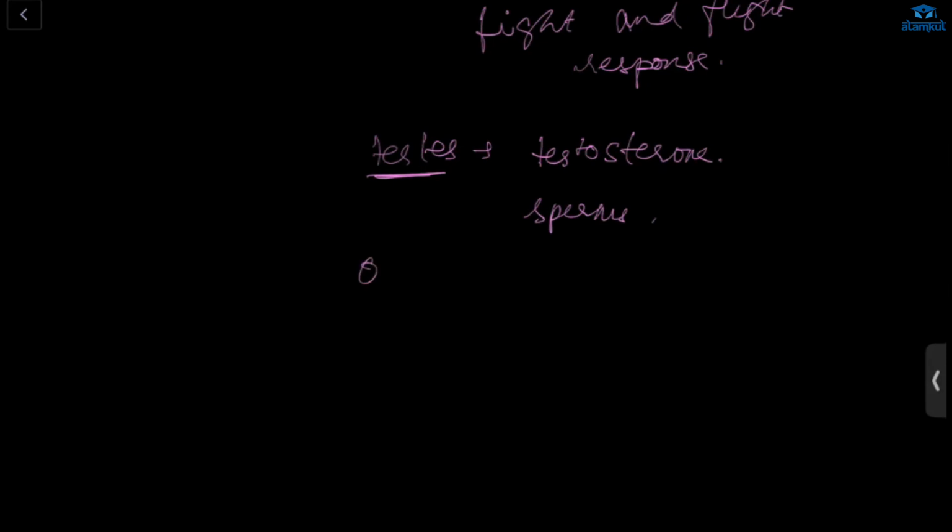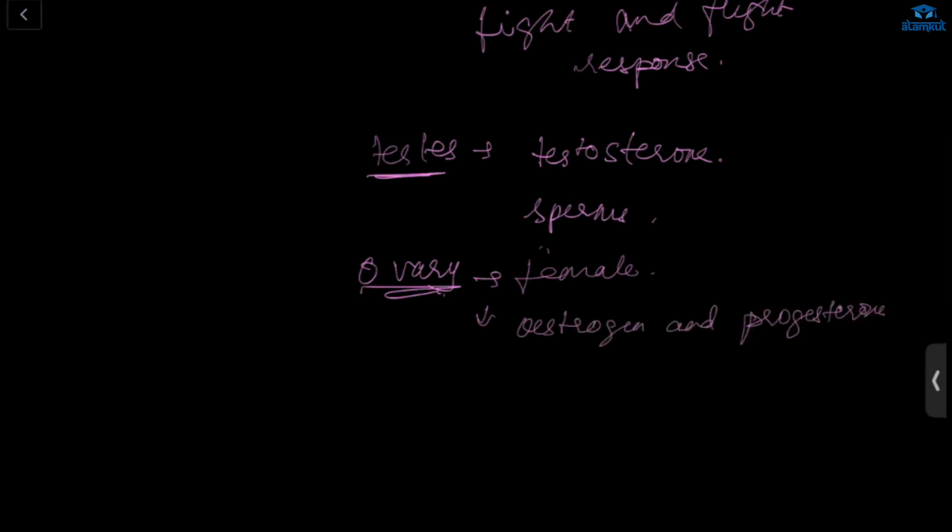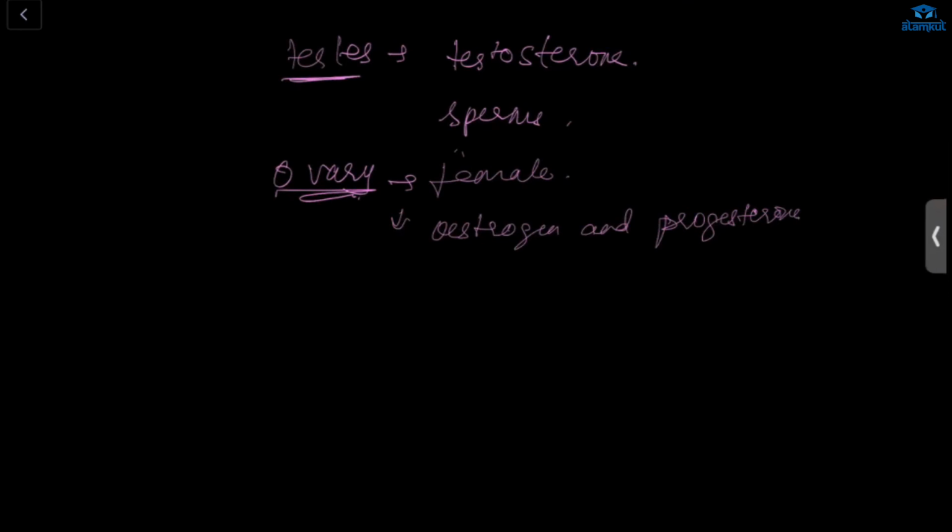Okay. Then what about ovary? It is present only in females. And which hormones does this ovary secrete? It secretes estrogen and progesterone. And this estrogen, what does it control? It controls the development of female sex organs and female features, and also female puberty. And what about progesterone? It controls the changes in the uterus, right? It also helps in the maintenance of pregnancy.